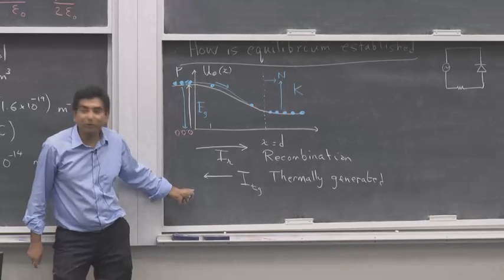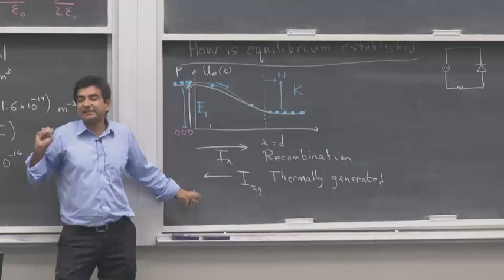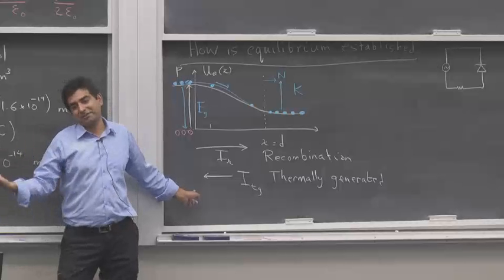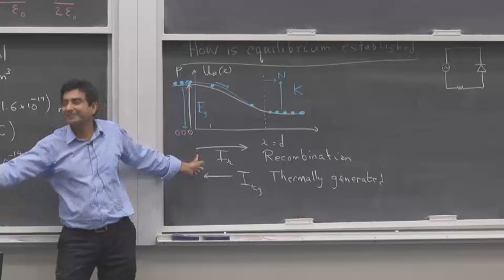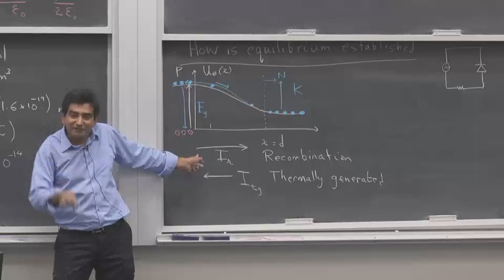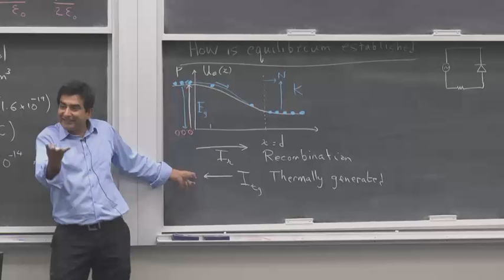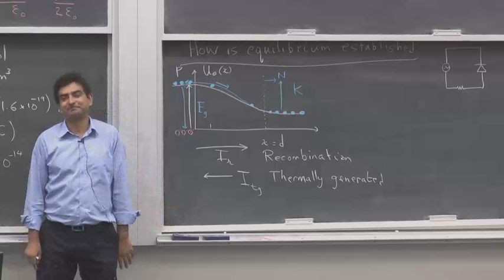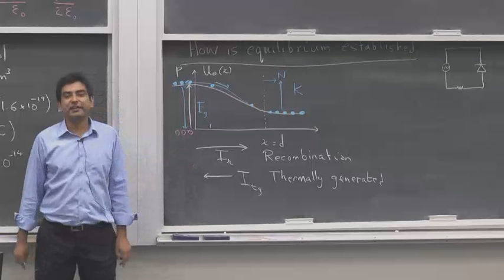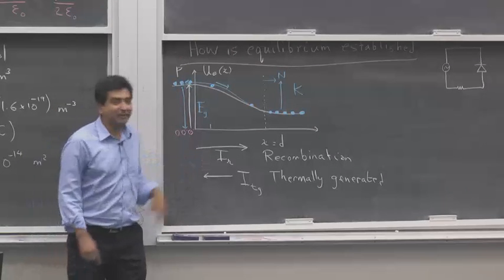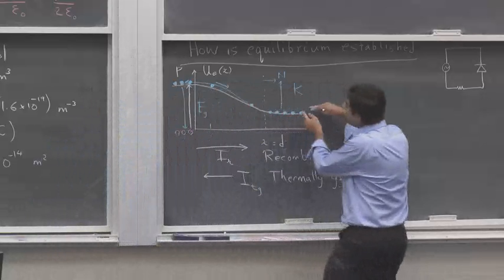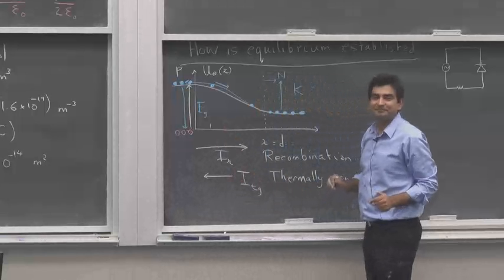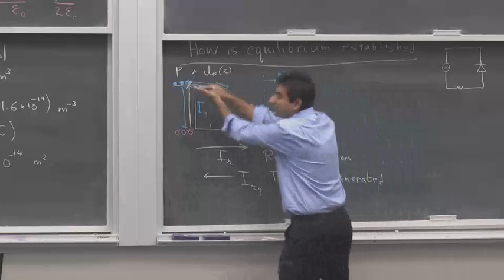Because this process picks up energy, this process devours energy, this process eats up energy, whereas this process releases energy. This process lowers the energy of the system, whereas this process increases the energy of the system. So this thermally generated current is smaller, and this recombination current is larger. And when this recombination current is larger, it means that more electrons are going from the N-type to the P-type. More electrons are going from the N-type to the P-type.